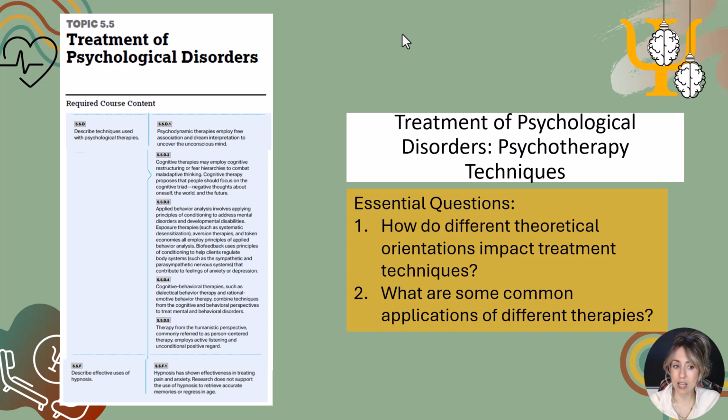and we are focusing on learning objective 5.5D, which is describe techniques used with psychological therapies and describe the effective uses of hypnosis. And in order to get at both of these objectives, we have two essential questions. So the first is, how do different theoretical orientations impact treatment techniques? And second is, what are some common applications of different therapies?